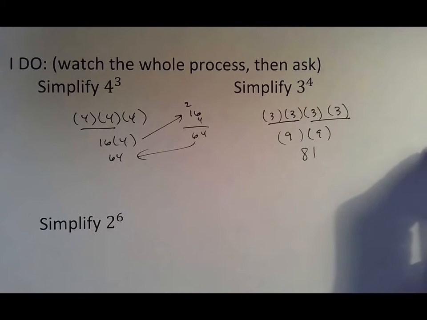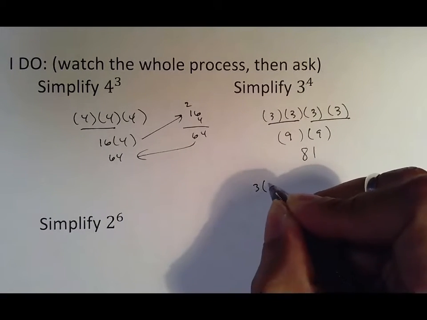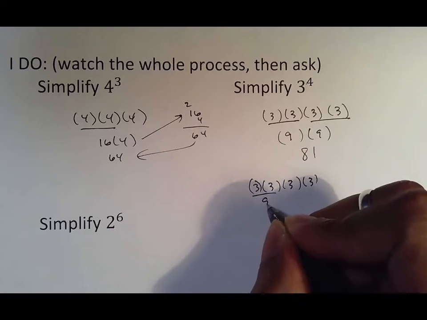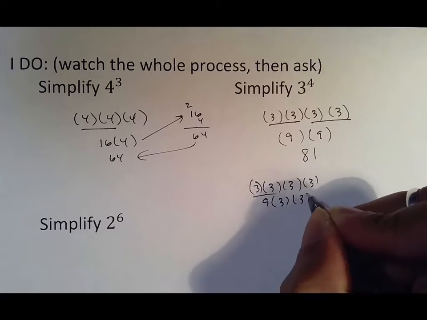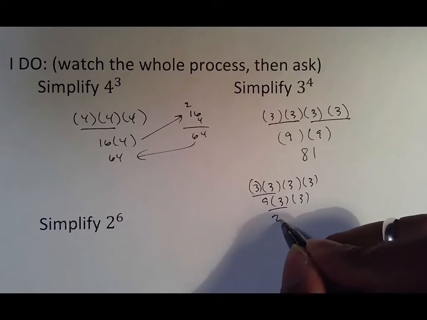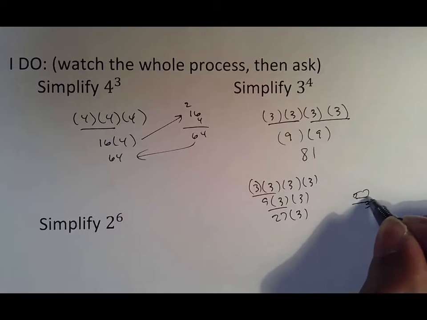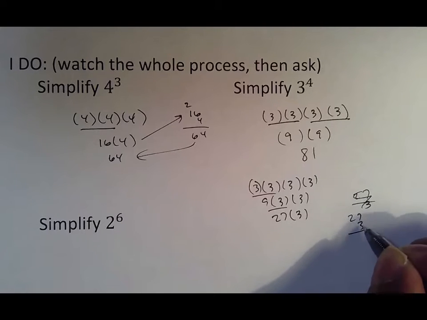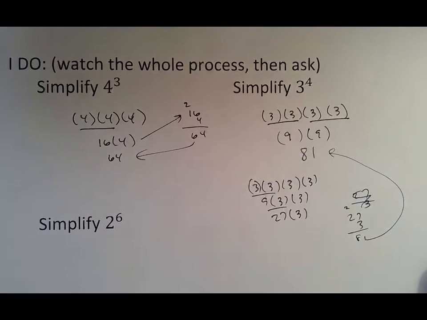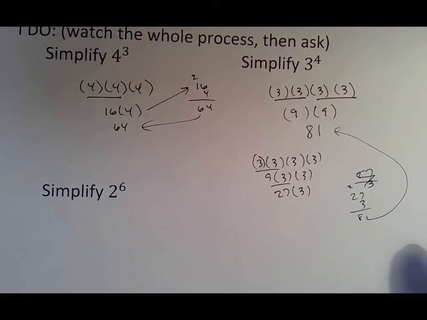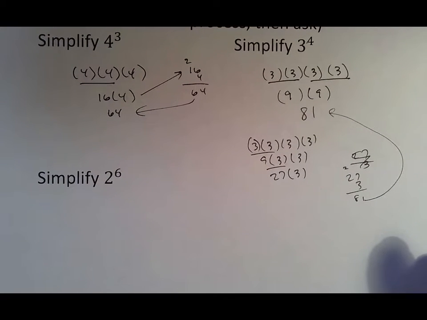It does work. Just to show you, if I were to do it, 3 times 3 is 9, times 3 times 3. 9 times 3 is 27, times 3. 27 times 3 is 21, carry the 2, 6, 7, 8. Notice how the answer is the same. The grouping only works with multiplication if you choose to do it. But I recommend you do it if you're doing your exponents, because it's really the only time you can do it.